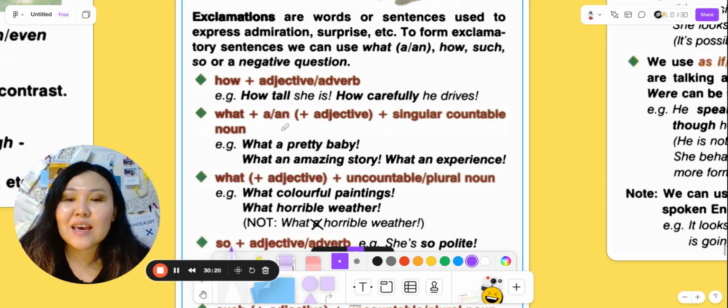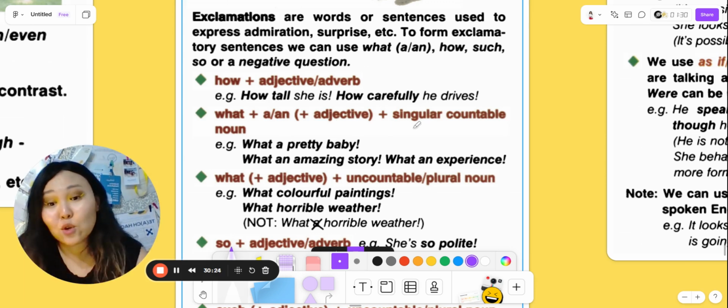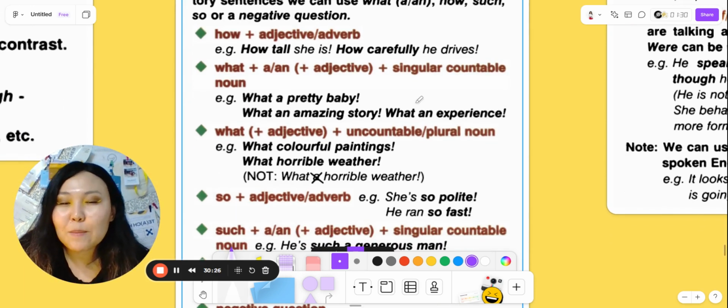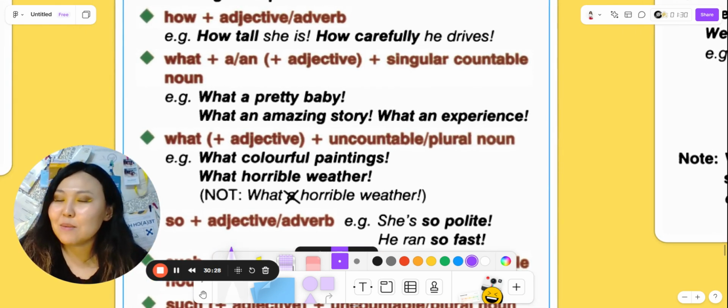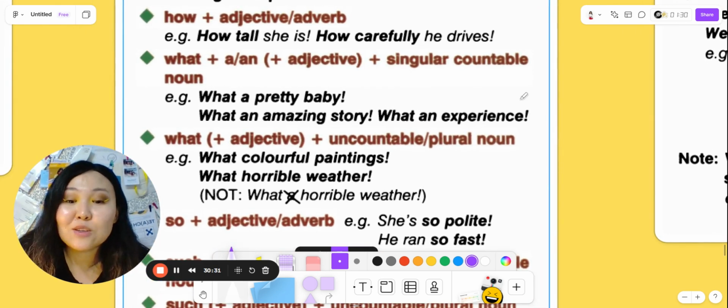Next one, what, an adjective plus singular countable noun. We have talked about it before, but anyways: What a pretty baby. What an amazing story. What an experience.